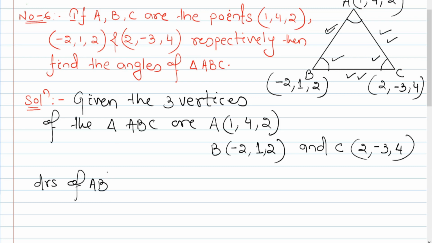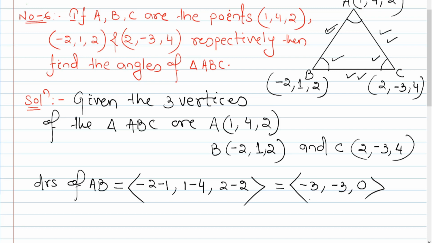So you see, DRs of AB is equal to, all of you know, x2 minus x1. AB means minus 2 minus 1, y2 minus y1, which is 1 minus 4, z2 minus z1, which is 2 minus 2. Inside the less than and greater than symbol, minus 2 minus 1 is minus 3, and minus 3, and 0. That is the DRs of AB.